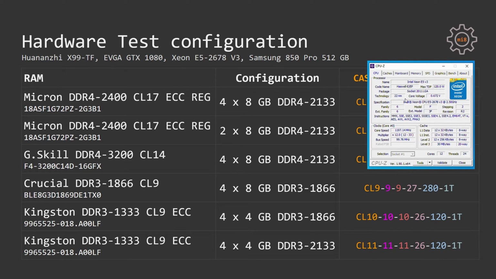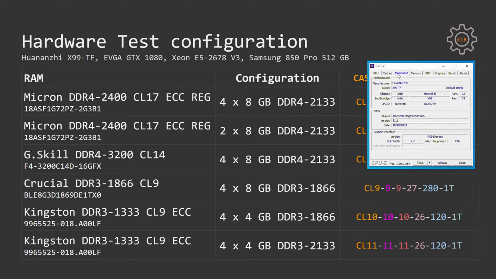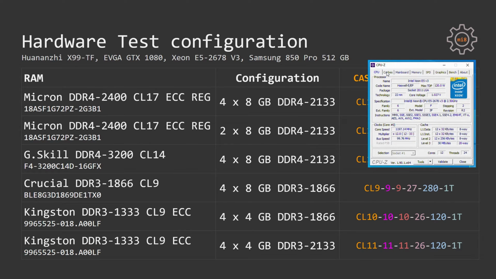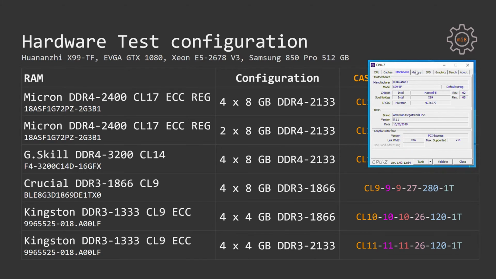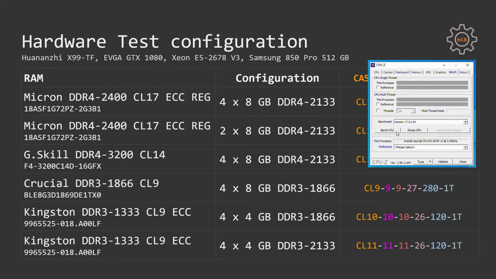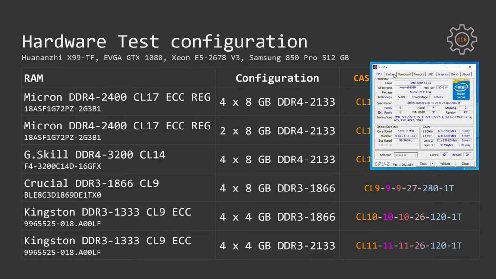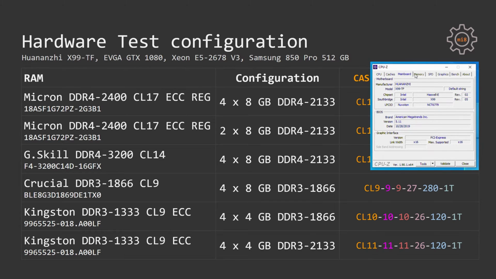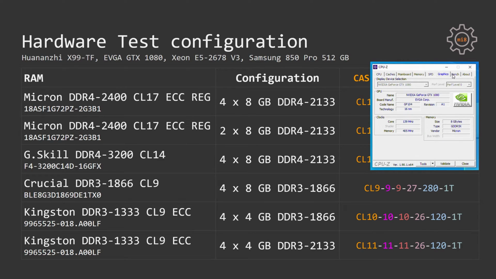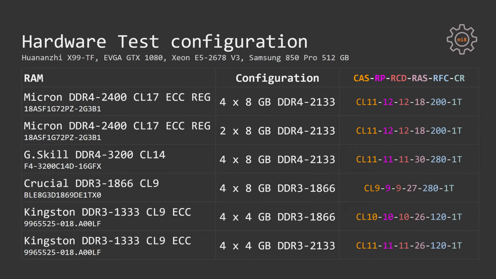Crucial DDR3 1866 CL9, 4 modules, 8GB each, operating at DDR3 1866 for 32GB of RAM in quad-channel configuration. Kingston DDR3 1333 CL9 ECC, 4 modules, 4GB each, DDR3 1866, means 16GB in total in quad-channel configuration. Kingston DDR3 1333 CL9 ECC, 4 modules, 4GB each, DDR3 2133, 16GB in total in quad-channel configuration. I have tightened the RAM timings as much as possible for every RAM configuration. On the screen you can see the detailed timing specification for each memory configuration.